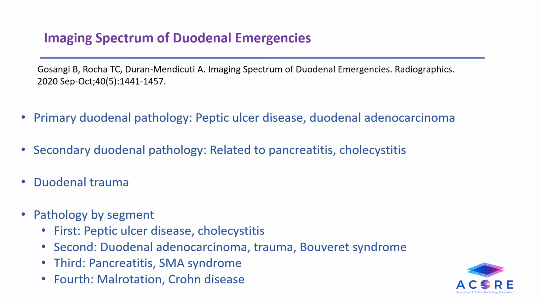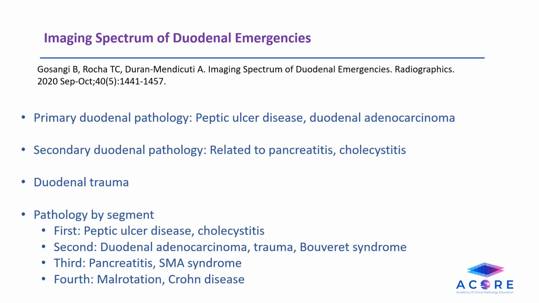This Radiographics review article by a group from Brigham and Women's Hospital looks at the spectrum of duodenal emergencies, including primary duodenal pathologies such as peptic ulcer disease and regional pathologies that affect the duodenum such as pancreatitis or acute cholecystitis. The article briefly discusses duodenal trauma, which although rare can be life-threatening.